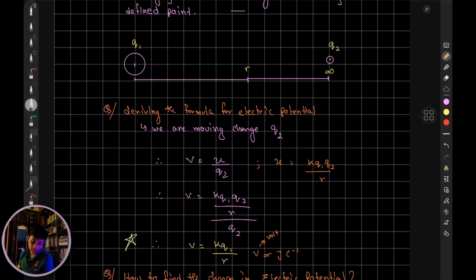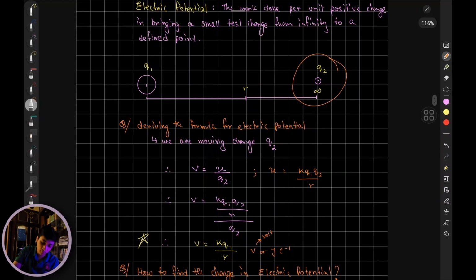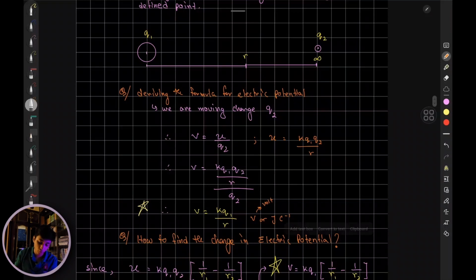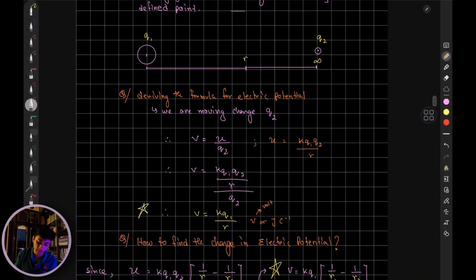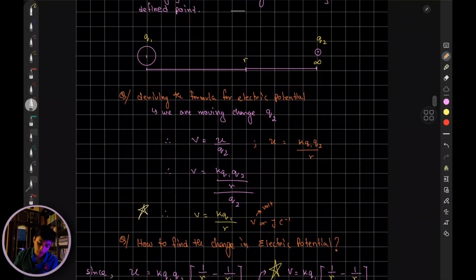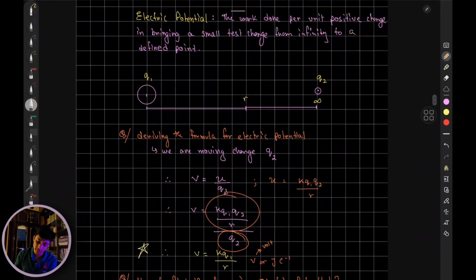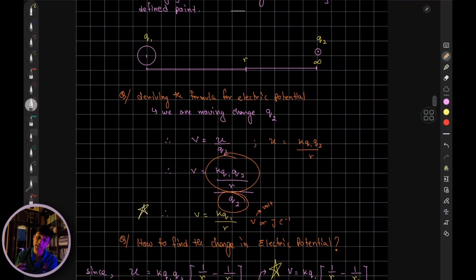Great. So if you're moving this charge Q2 from infinity to R, you're going to deal with this charge only. So what was the formula for EPE? The formula was k Q1 times Q2 divided by R, the separation. And now you're going to divide this entire thing by Q2 because we want the energy for only one unit charge, to get the energy per unit charge.